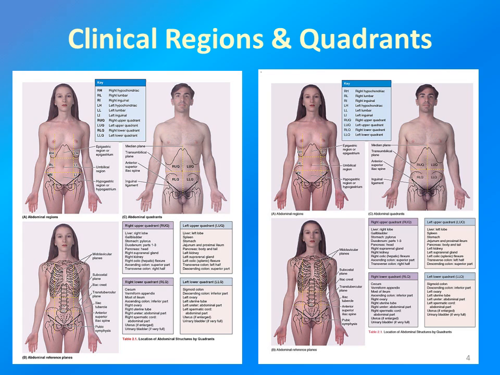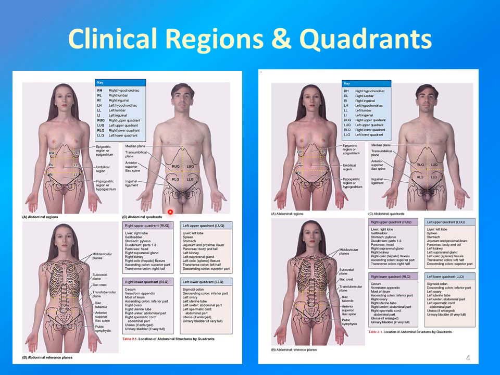Then we have 9 clinical regions. These are created by 2 horizontal planes, one across the superior aspect of the iliac crest and the other across the inferior aspect of the thoracic cage, and 2 perpendicular planes that are really the midclavicular lines. These clinical regions include the umbilical region, the epigastric region or epigastrium, the hypogastric region or the hypogastrium, the left lumbar and the right lumbar, the left hypochondriac and the right hypochondriac, and the left and right inguinal regions.